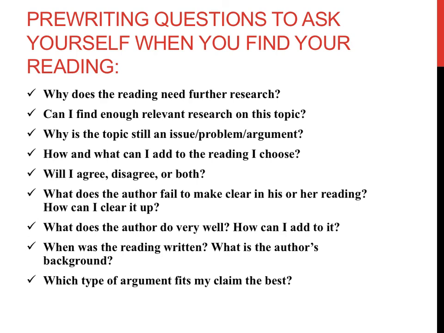What does the author fail to make clear in his or her reading? How can I clear it up? So maybe there are some gaps that you would like to elaborate on. And what does the author do very well? How can I add to it? When was the reading written? What is the author's background? That might show some bias. That might show if it's dated. That's going to be an argument that you might make. And which type of argument fits my claims best? So is that the Rogerian or the classical?